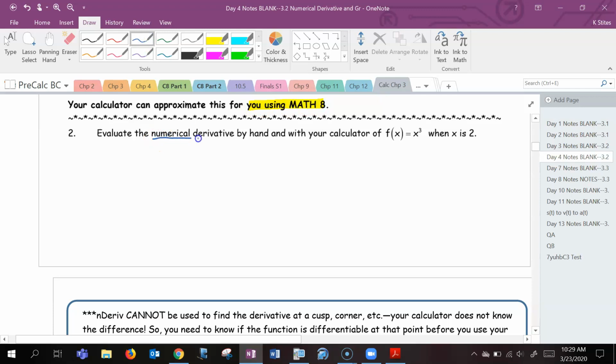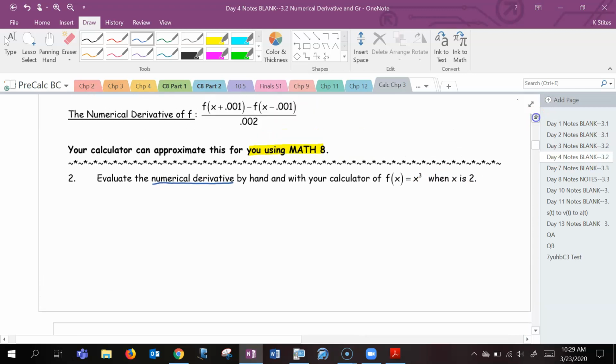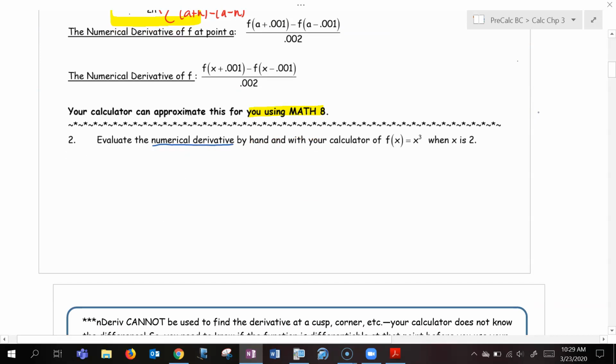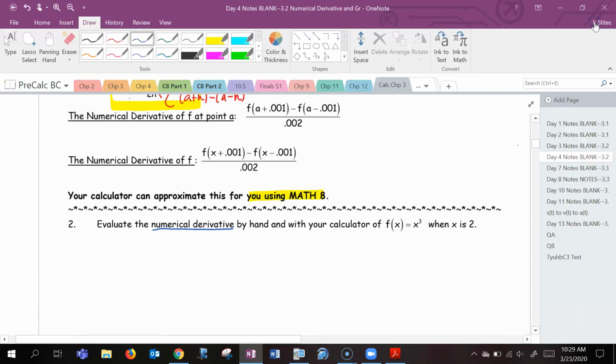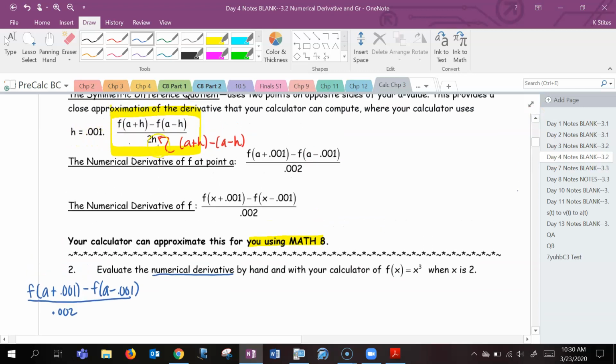So if you're being asked for the numerical derivative by hand and with your calculator of f of x equals x cubed when x is 2, here's how you would do that. We're going to actually do this 3 ways. All right, so we're going to take f of a plus 0.001 minus f of a minus 0.001 all over 0.002. And notice you do not need limit notation for this because we're plugging all these numbers in at the same time. Oh, and this 0.002 is again because h is 0.001, so it's 2h.